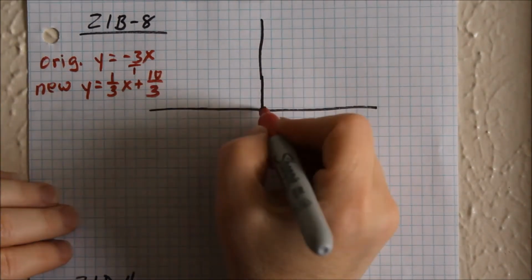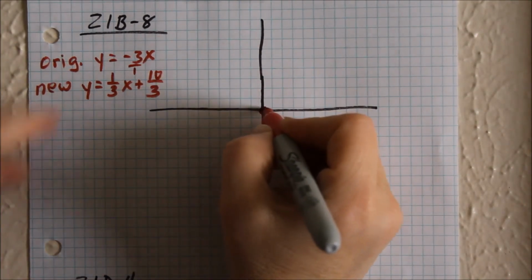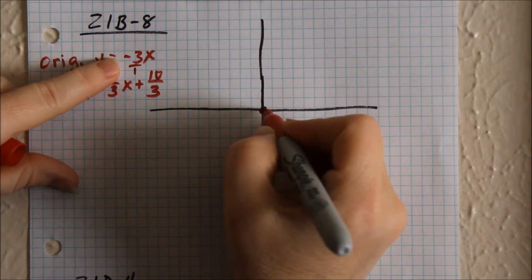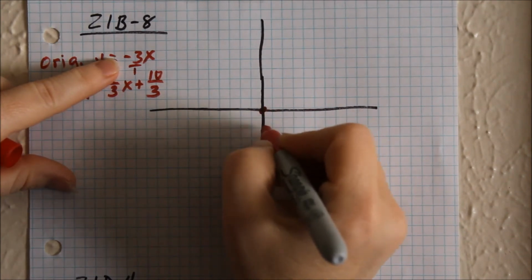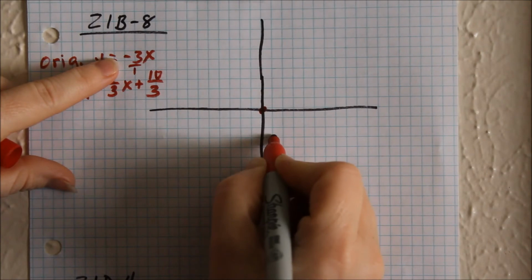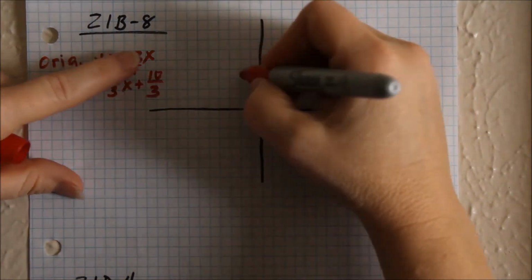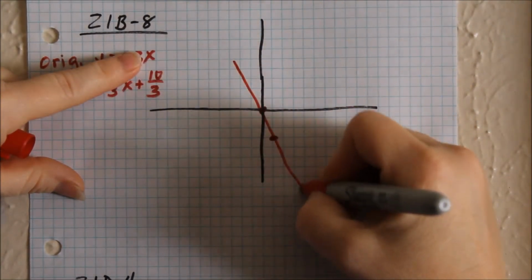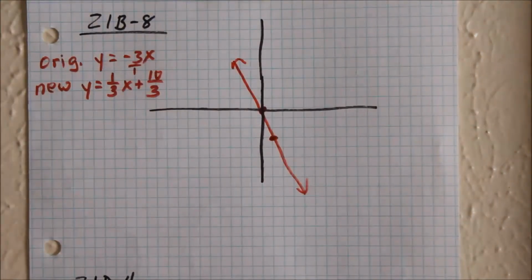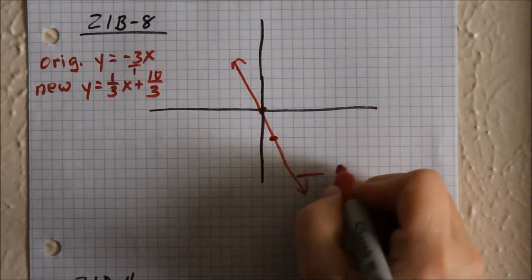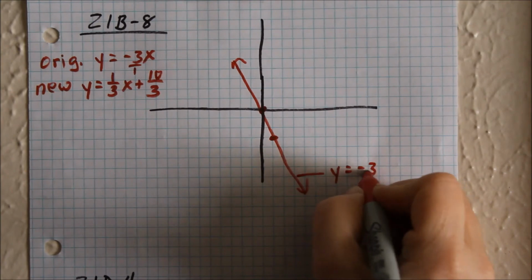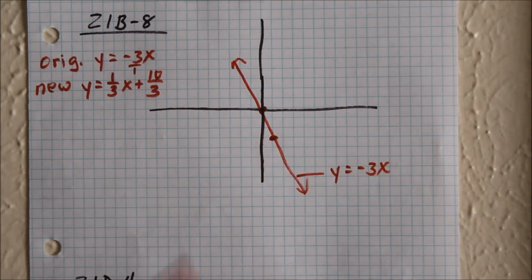So from my y-intercept, I need to go down, since it's -3, go down 3. 1, 2, 3. Then go over to the right, 1. So that is my original line. So this is the y equals -3x line.